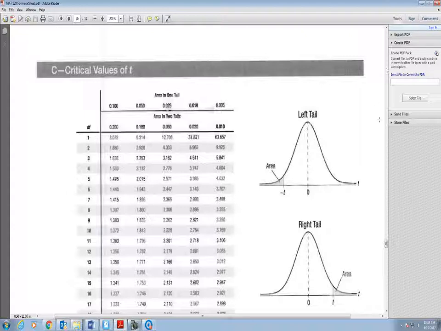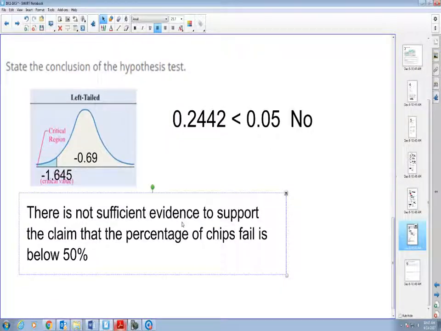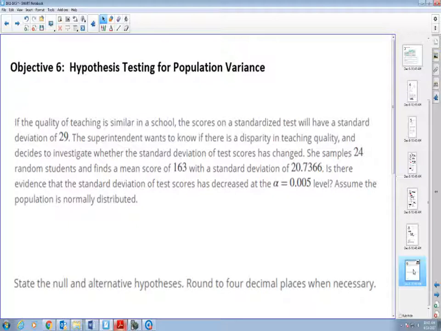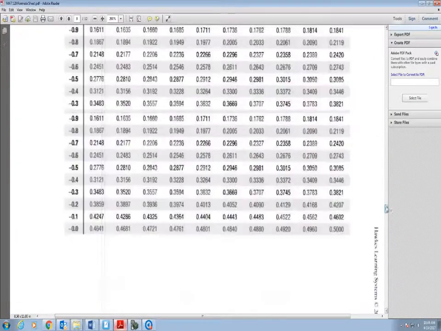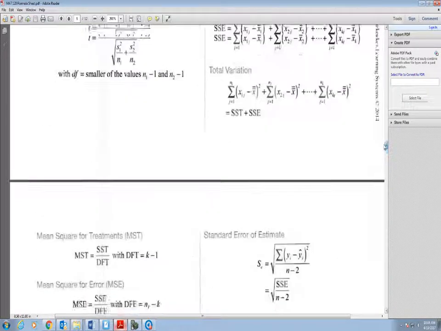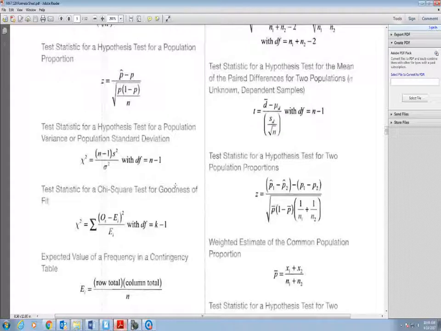Alright. Now the last thing I want to show you how to test is testing for population variance or standard deviation. Okay, this is a little bit different because we gotta do all this by hand. So let me show you the formula if you go back to chapter 10. All right, test statistic for hypothesis test for population variance or population standard deviation. So this is the same formula we seen before with the degree of freedom n minus 1 to find the chi-square.